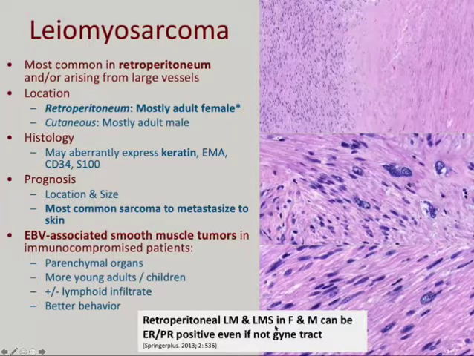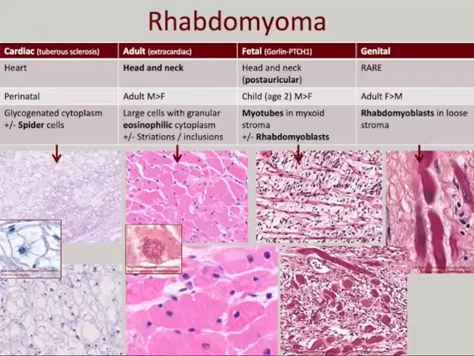Retroperitoneal, oh yeah, the big box here. Retroperitoneal smooth muscle tumors can be ER/PR positive even if they do not arise from the gynae tract. So fine, if they're positive, they can treat this patient with estrogen antagonists, but that shouldn't imply that it comes from the uterus. Okay, all right, skeletal muscle.